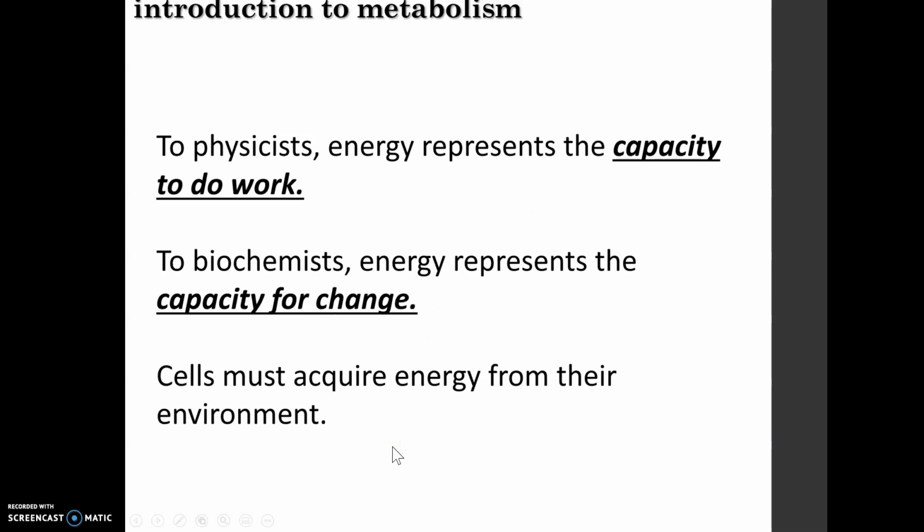Why is it moving? To physicists, energy represents the capacity to do work. But to biochemists, and in this particular situation we're going to count ourselves as biochemists, energy represents the capacity for change. Cells are going to acquire energy from their environment, and we're going to go through some information so that you can understand why we have to acquire the energy rather than make energy.